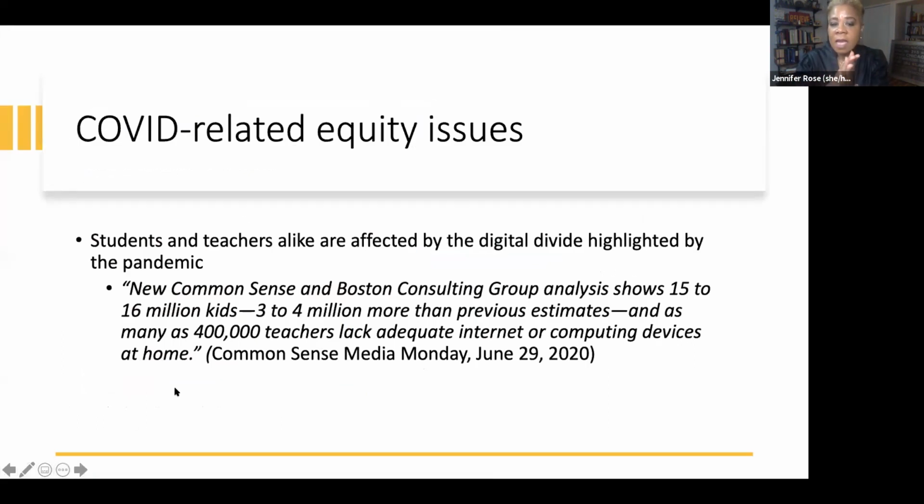One fact that I identified was just stunning to me. The fact that we had anywhere between 15 to 16 million kids who don't have adequate internet or computer devices to access the internet so that they can continue to do the remote learning.